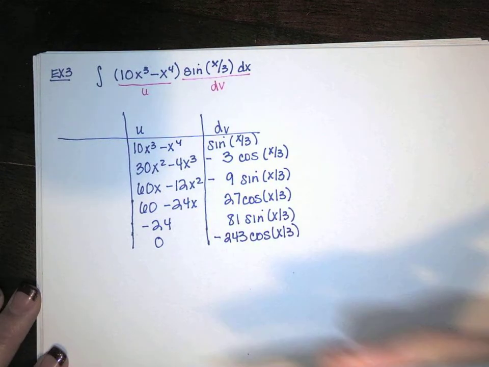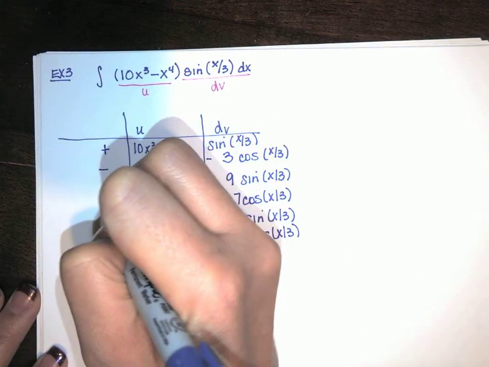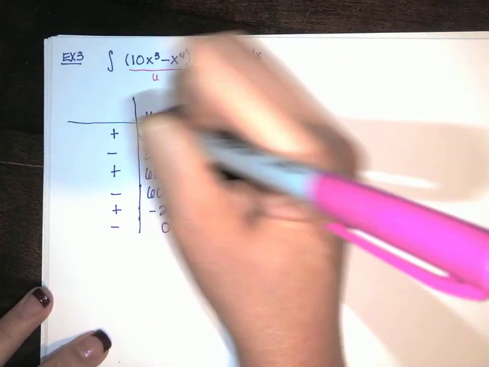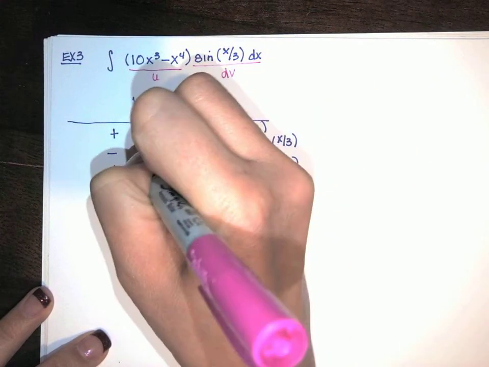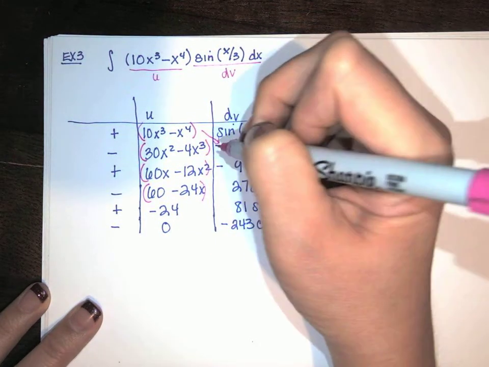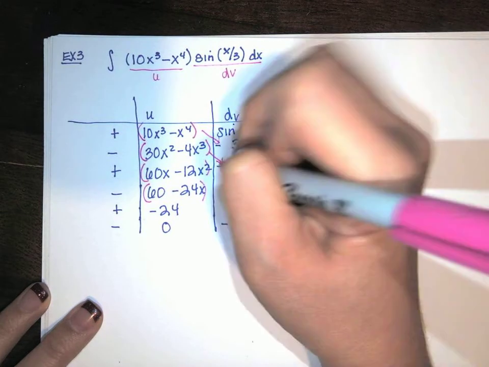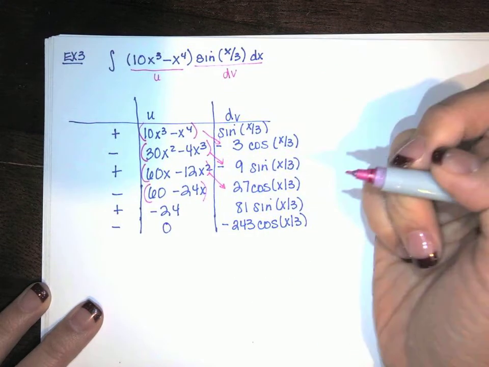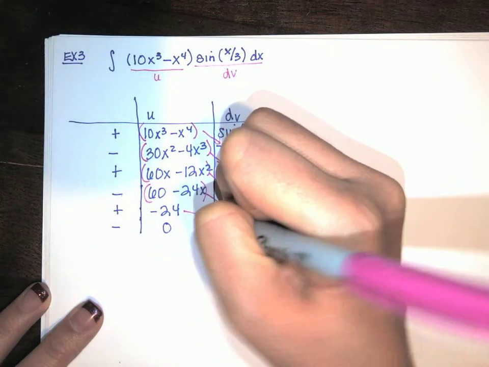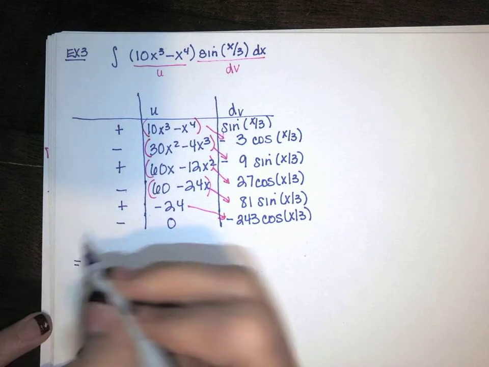All right. Don't forget your sign convention over here. Plus, minus, plus, minus, plus, minus. Always start with plus. Use parentheses as grouping symbols. You're going to multiply, keep the sign, and add. Multiply, change the sign, and add. Multiply, keep the sign, and add. Multiply, change the sign, and add. Multiply, keep the sign, and add. And then don't forget your plus c. So let's write it down.